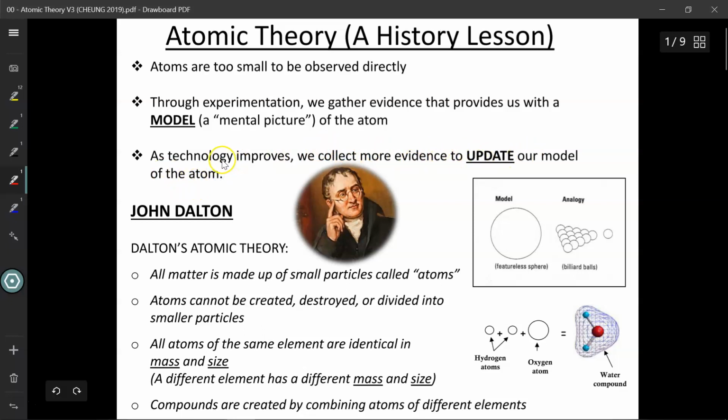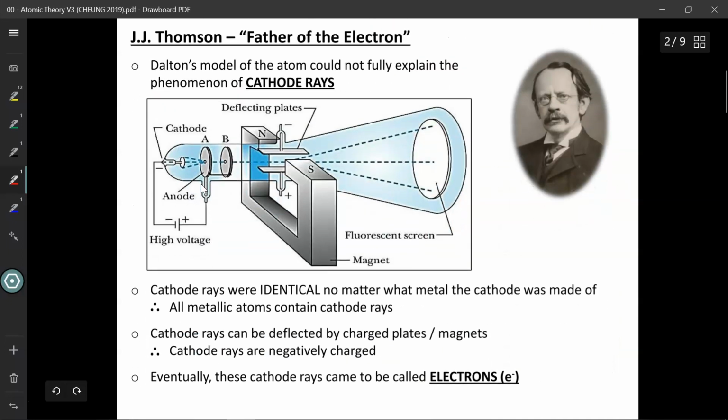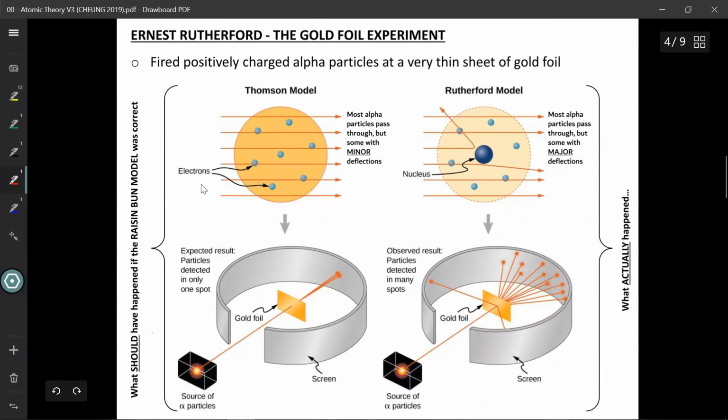Now, I'm going to skip the first few models and go straight to the Ernest Rutherford gold foil experiment, because that's where we start to introduce the concept of the nuclear model, the one that has a nucleus in its theory. Now, if you recall, the Thomson model assumed that the atom was a positive mass with little negative particles called electrons embedded within it.